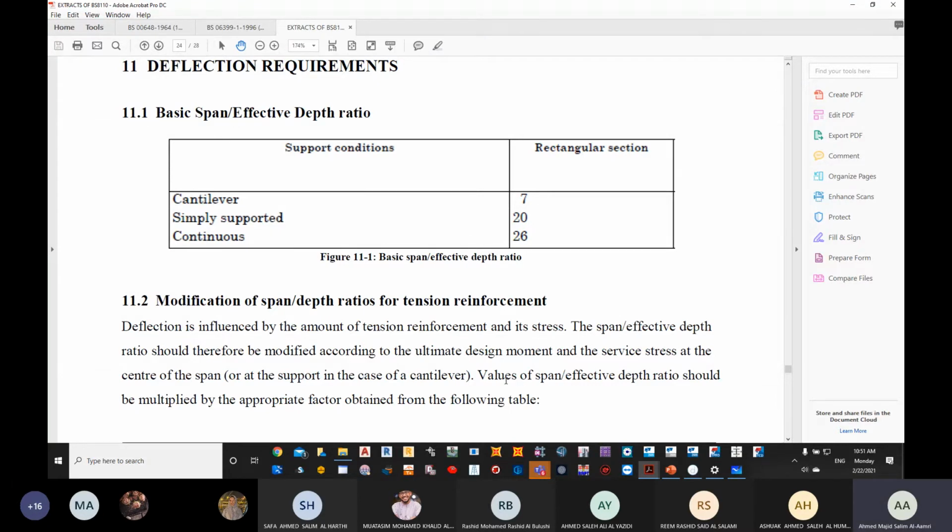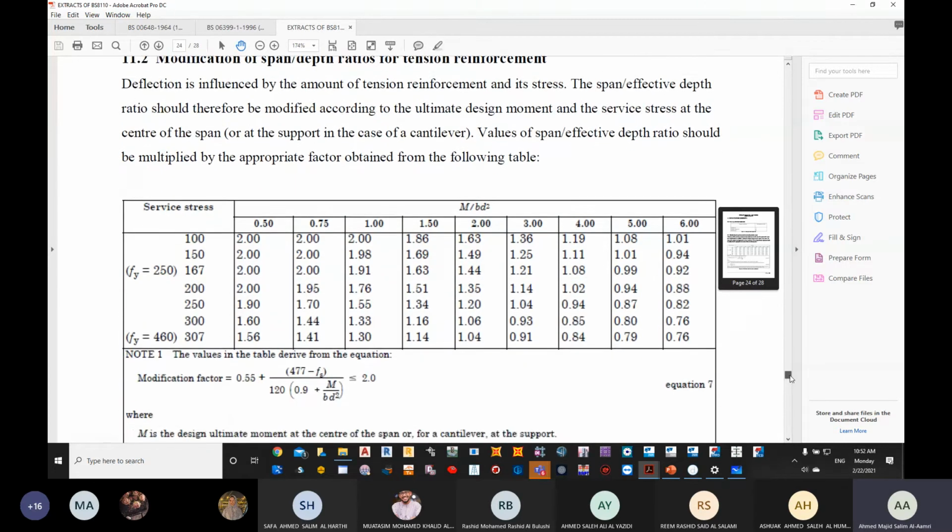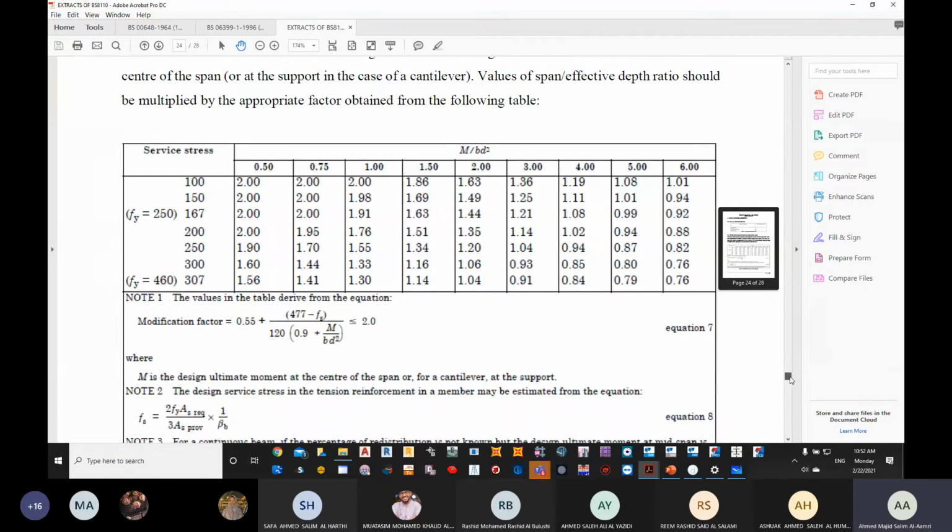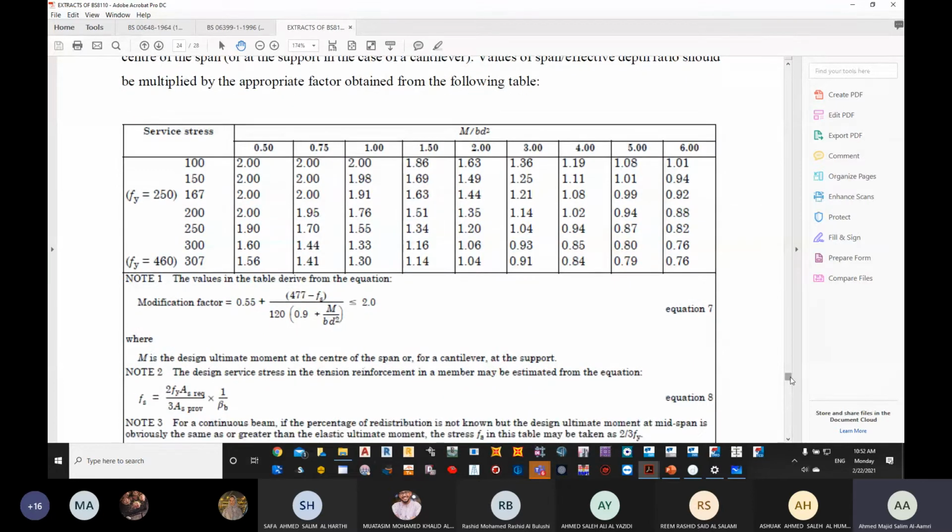The most important thing here, it says values of span divided by effective depth ratio should be multiplied by appropriate factor obtained from the following table. So this is a table where you are going to get your modification factor, if you remember. What we have concluded is there is a span by effective depth ratio, which is for the regular concrete. If steel is there, and steel will always be there, you need to modify it. How to modify it? By multiplying it by an appropriate factor, which we call the modification factor.